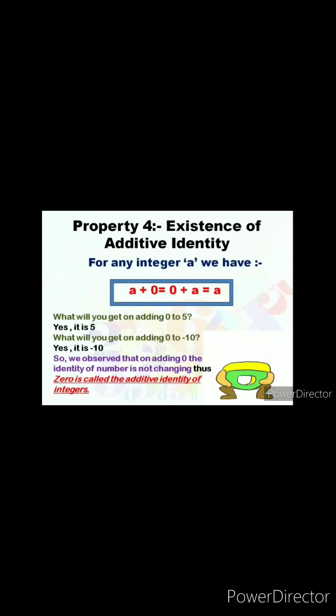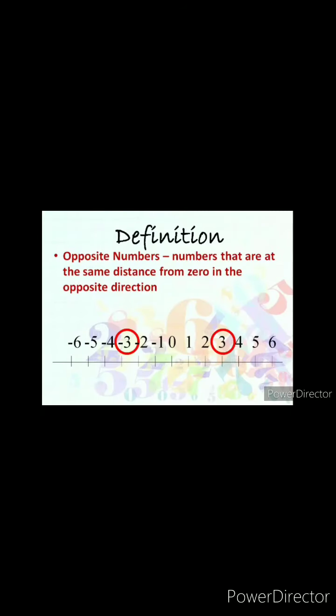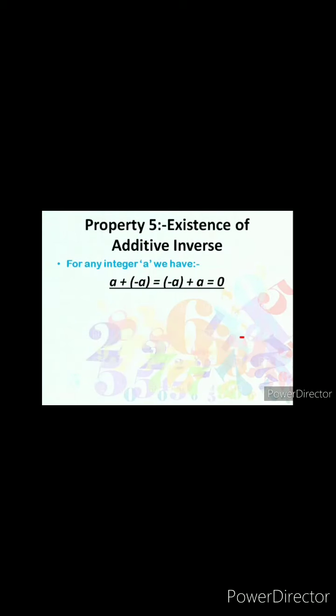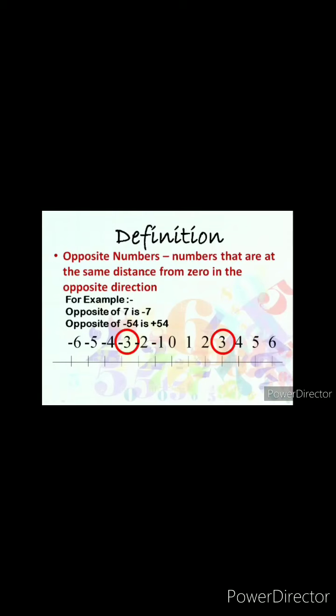Now let us move on to our fifth property and possibly the last one. Before I start with my fifth property, I need to give some definitions. What are opposite numbers? Numbers that are at the same distance from 0 in the opposite direction. Like the opposite of 7 is minus 7, the opposite of minus 4 is plus 4. I think we discussed this concept before, isn't it?